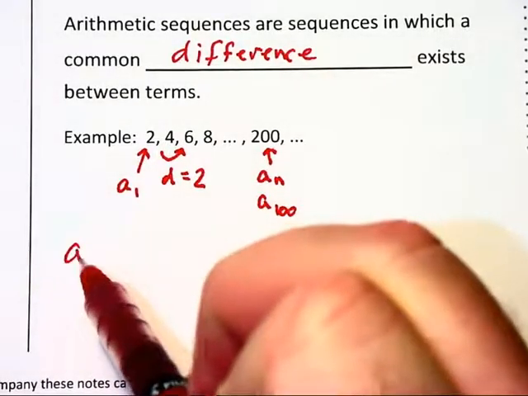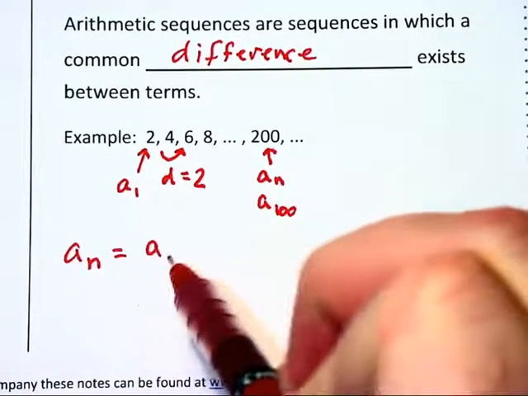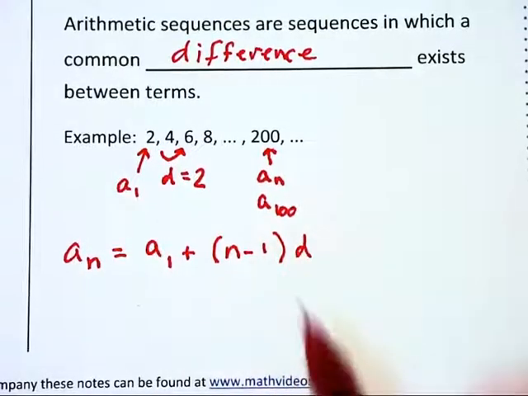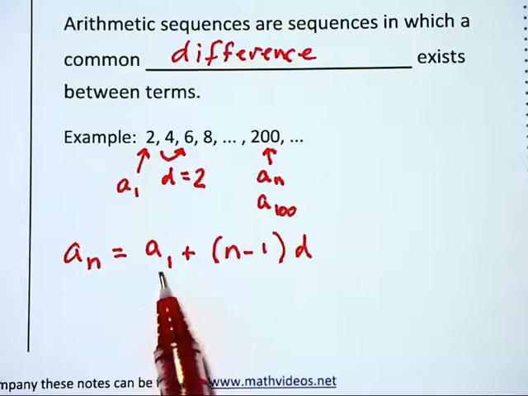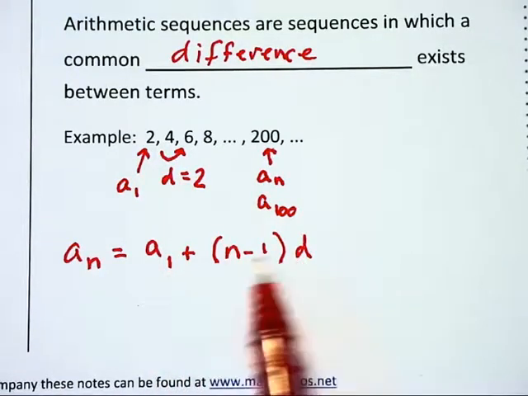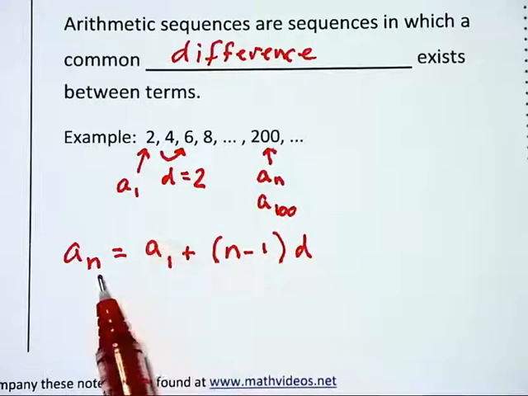We say that the nth term is a sub 1 plus n minus 1 d. In other words, we have a starting point, a1. You're going to add on the difference n minus 1 times to get to the nth term.